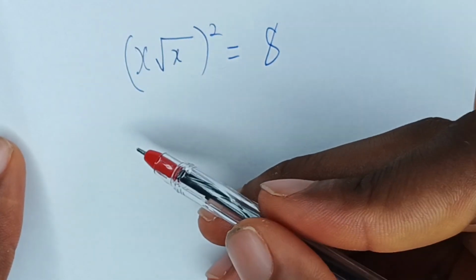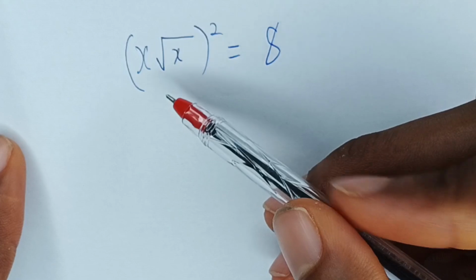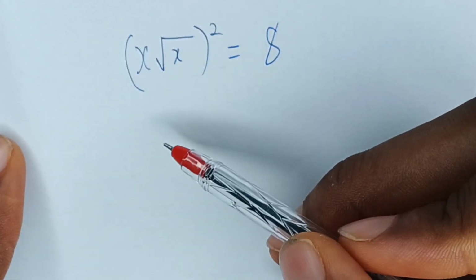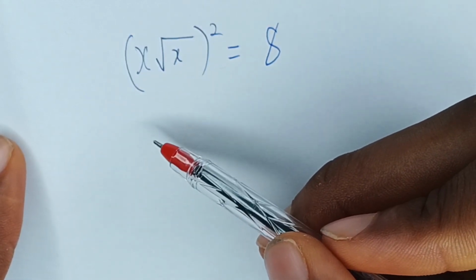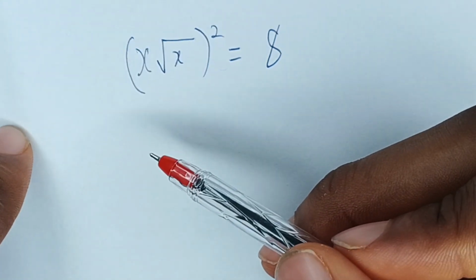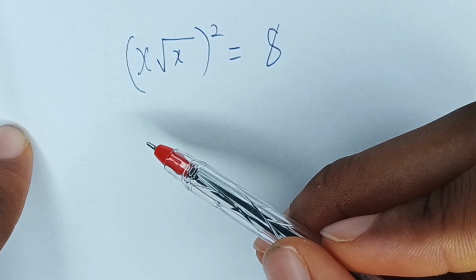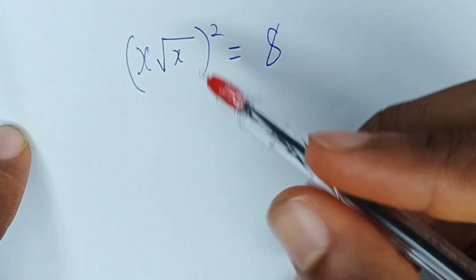Alright, let's solve this equation together. It says x root x all squared is equal to 8. Now, there is a very fast method of doing this, and there is a longer method. But you know us in this channel, we go straight to the point. So let's do this with a rapid method.